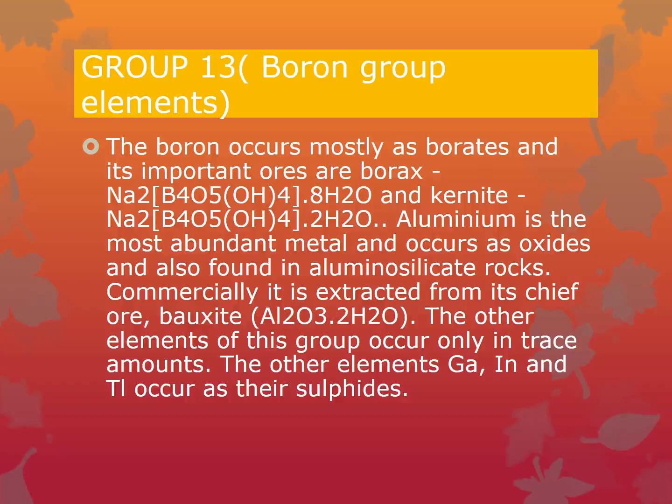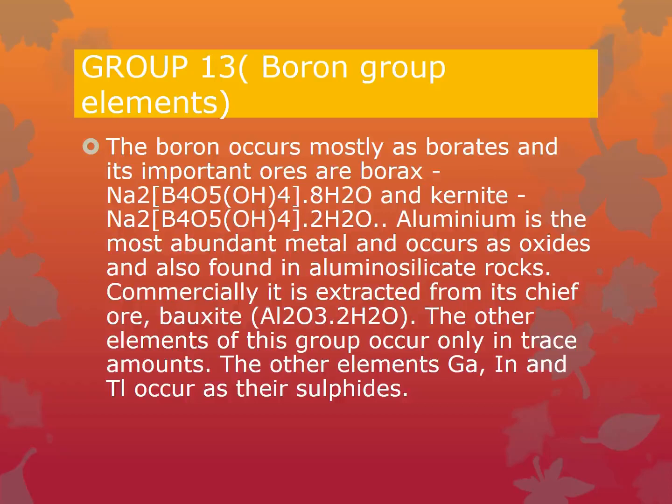Aluminium is the most abundant metal, but it occurs in the aluminium oxide form. It is also found in aluminosilicate rocks. Commercially, it is extracted from bauxite, Al2O3.2H2O, which is the chief ore of aluminium. The other elements of this group occur only in trace amounts. The other elements, gallium, tin and so on, occur as sulfides.